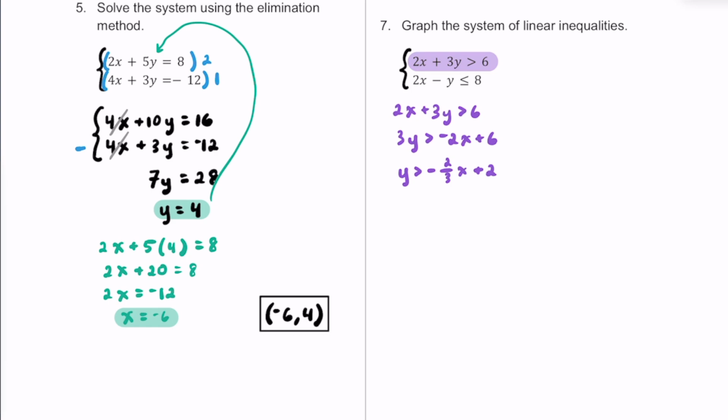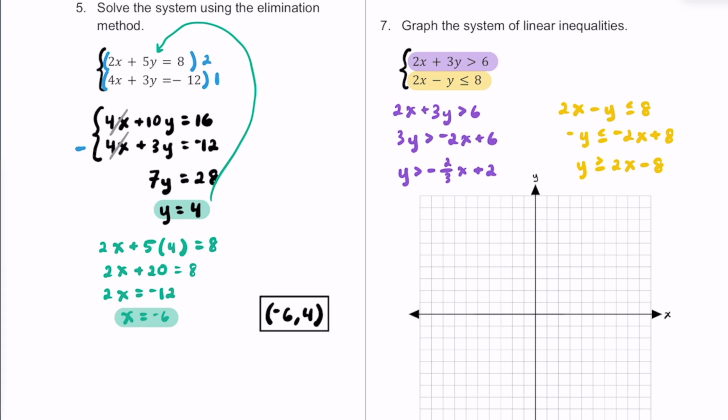And then our second one is 2x minus y is less than or equal to 8. So let's take that equation and rearrange it as well. Let's take away 2x from both sides. We have negative y is less than or equal to negative 2x plus 8. And if we divide both sides by negative 1, keep in mind we're going to flip the inequality, and we have y is greater than or equal to 2x minus 8. So these would be our two inequalities written in slope-intercept form.